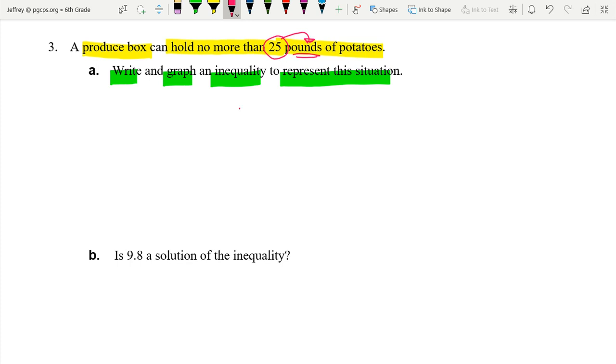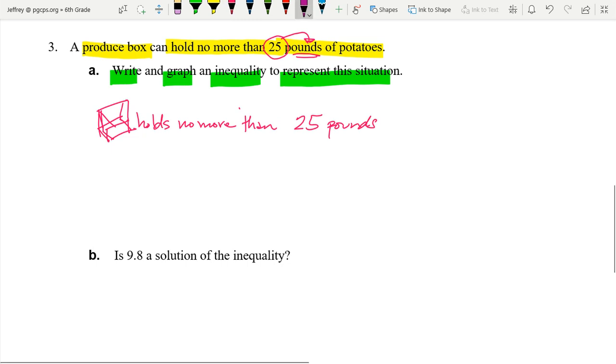So a box, let me see if I can draw a box. There we go. Oops. Oh, look at that. I tried my best. Somewhat.